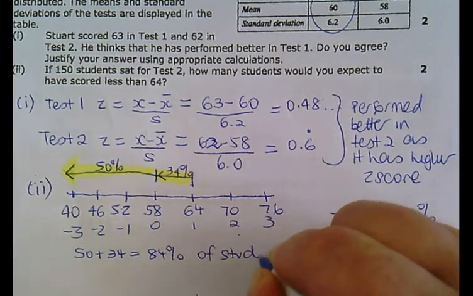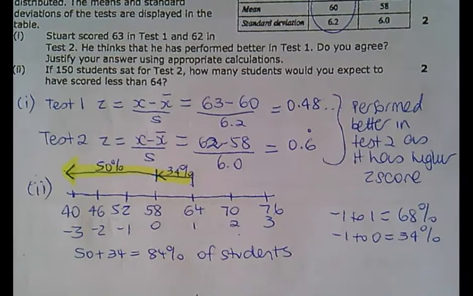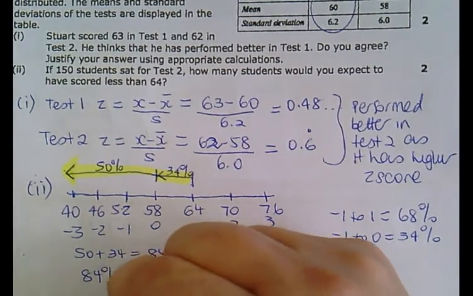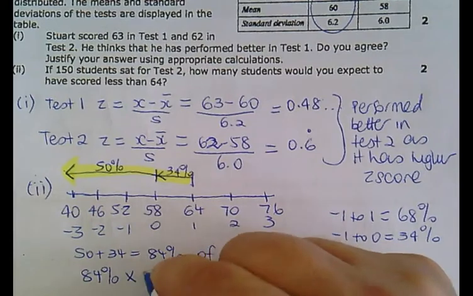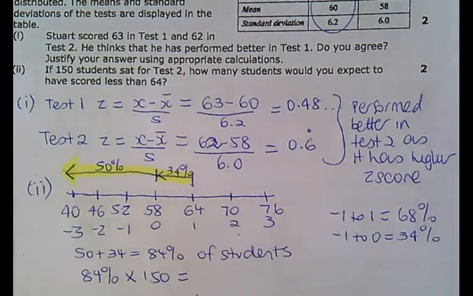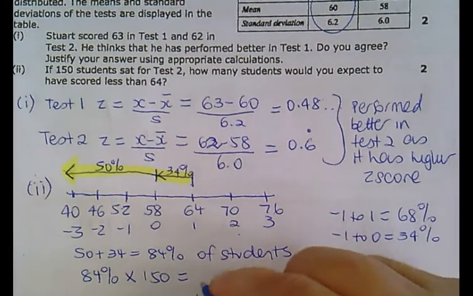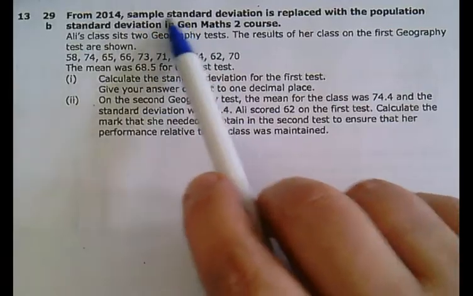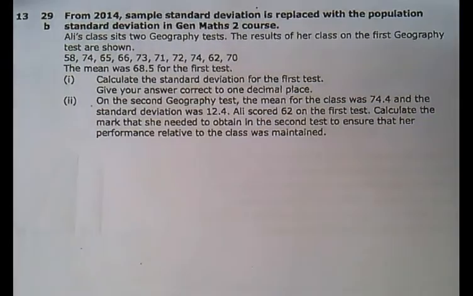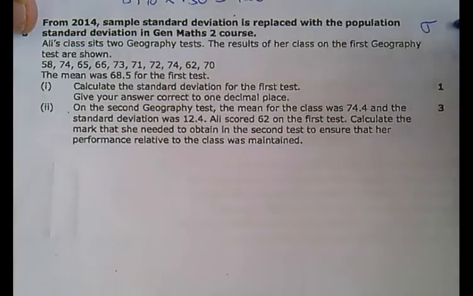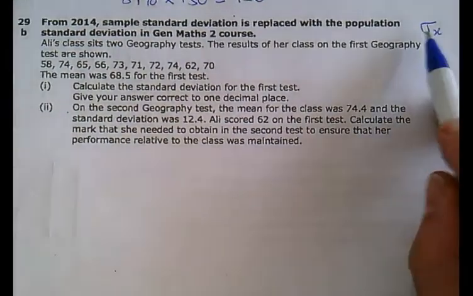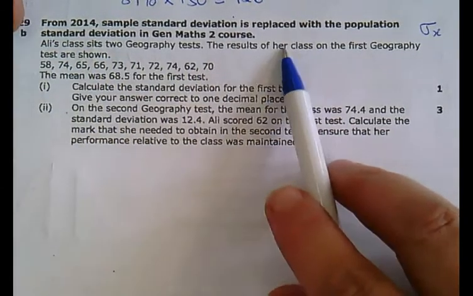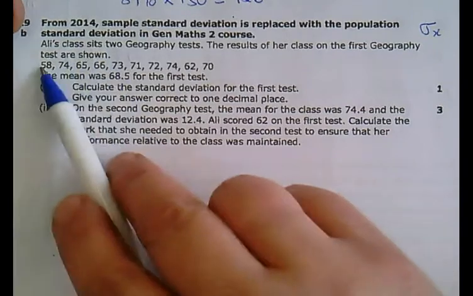Now, how many kids are there? How many kids? 84% of 150 equals 126 kids. That is 126 students. Standard deviation is replaced with population standard deviation. In other words, you use this button on your calculator, sigma x.